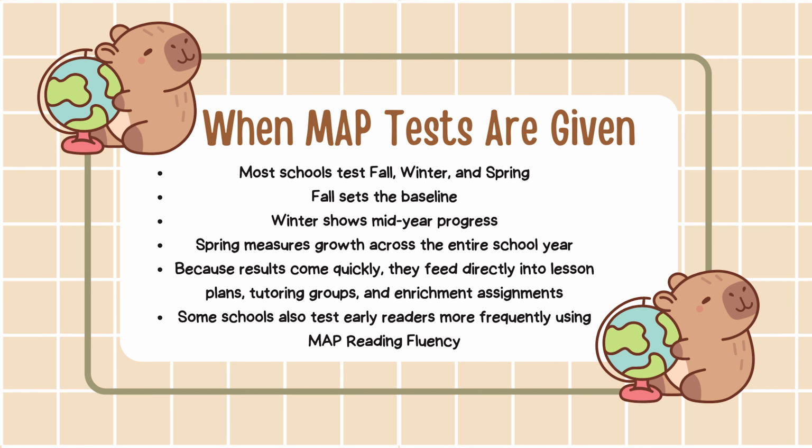When MAP tests are given, most schools test in the fall, winter, and spring. The fall sets the baseline. It's basically what teachers are working with at the beginning of the school year. The winter shows mid-year progress, how the teachers have helped you based on the fall. Spring measures growth across the entire school year. This is your end one. She finished, let's see all of her scores. Let's see if she had growth, if she didn't, and what we need to fix. Because results come quickly, they feed directly into lesson plans, tutoring groups, and enrichment assignments. Some schools also test early readers more frequently using MAP Reading Fluency.